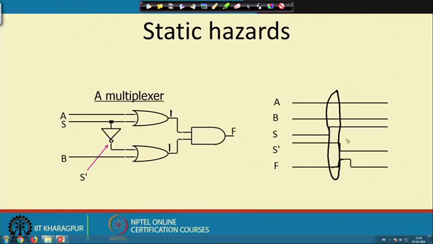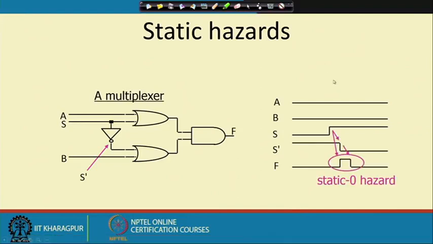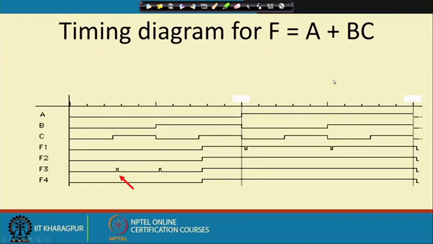After some time S dash will become equal to 0. So, this lower OR gate output will become 0, and then after the AND gate delay, this will come down to 0. So, you see that ideally we should not have this glitch, but due to the presence of the inverter delay this glitch is appearing. So, this is a static hazard that we have.